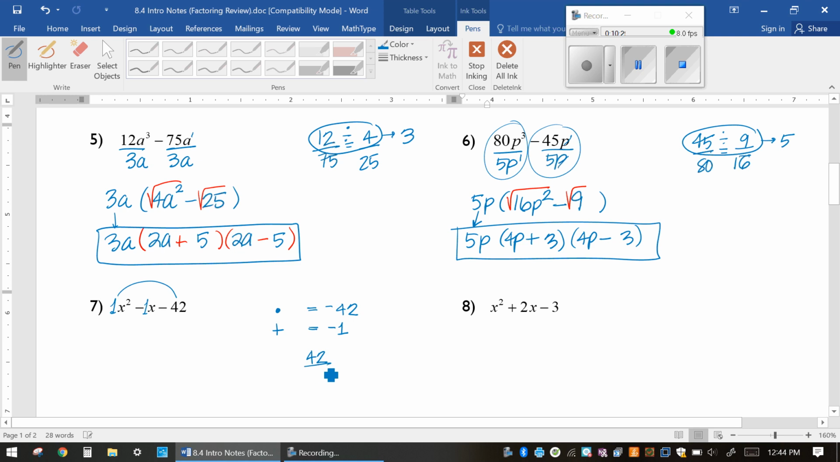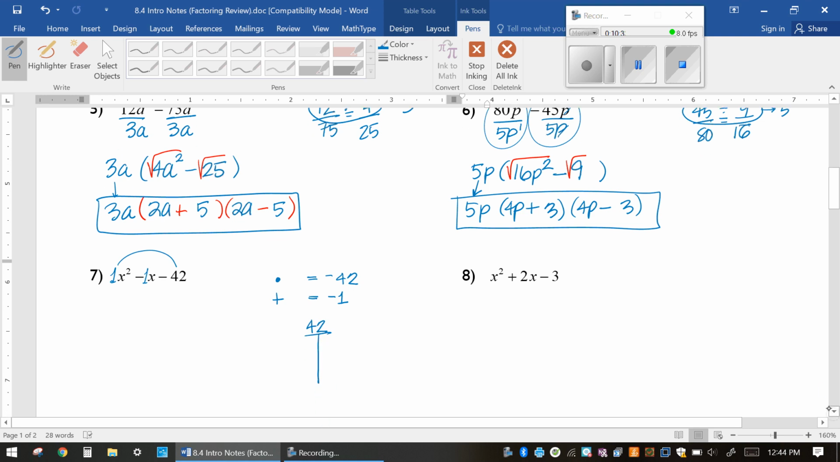So as you start to make your list for the factors of 42, look for two numbers that either add or subtract to give you 42. So here are the factors of 42, 1 and 42. Does 2 go into 42? Yeah, 21 times. Does 3 go into 42? Yeah. Does 4 go into 42? Nope, we get a decimal.